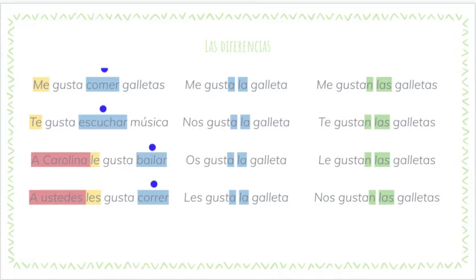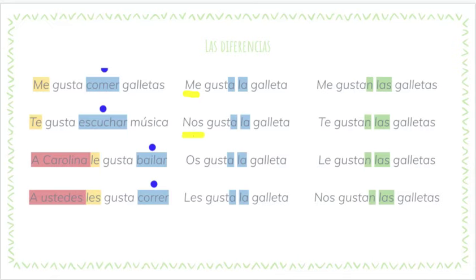In the middle, we have example sentences where we are saying that we like one thing. So, me gusta la galleta. Easy. But the verb gustar is agreeing with one cookie. So, even though in the second sentence it says nos gusta, we don't change anything about the verb gustar. So, nos gusta la galleta.